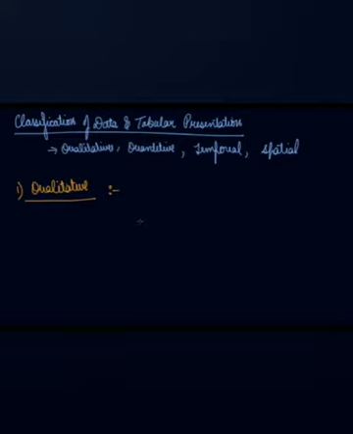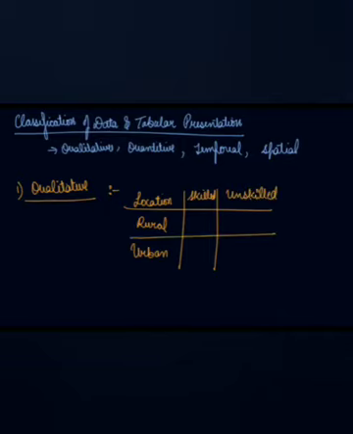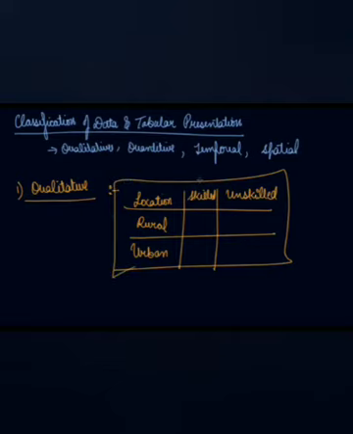So in this, let's say the location we have taken, that is rural and urban, and then we have taken the labor as skilled and unskilled. So we have taken the qualitative characteristics, that is just we are classifying the data according to the skilled and unskilled, and we are presenting it in a tabular form. So it is known as the qualitative classification of data and tabular presentation.